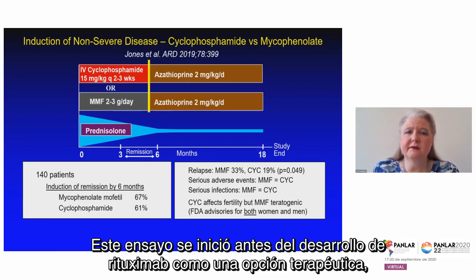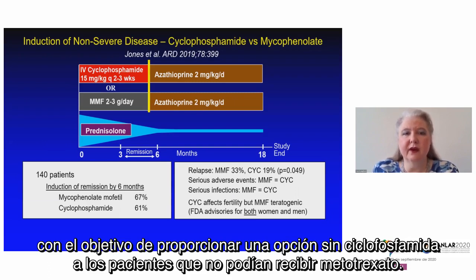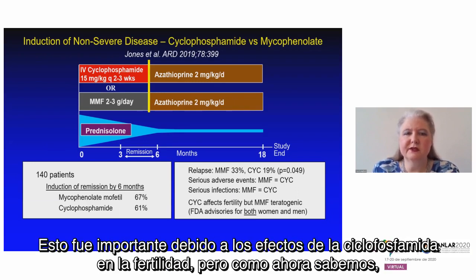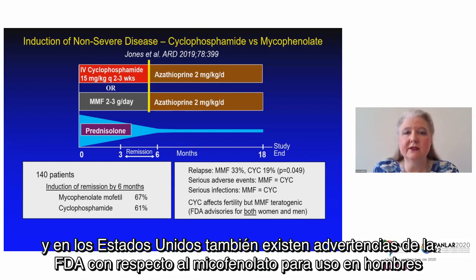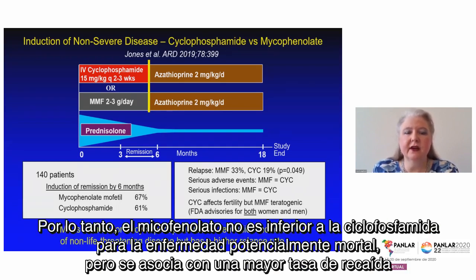This trial was initiated prior to the development of rituximab as a therapeutic option, with the goal of providing a non-cyclophosphamide option to patients who could not receive methotrexate. This was important given that cyclophosphamide affects fertility, but as we now know, mycophenolate needs to be observed carefully and avoided in women with childbearing potential who seek pregnancy. And in the United States, there are also FDA advisories regarding mycophenolate for use in men. So mycophenolate, therefore, is not inferior to cyclophosphamide for life-threatening disease, but is associated with a higher rate of relapse.